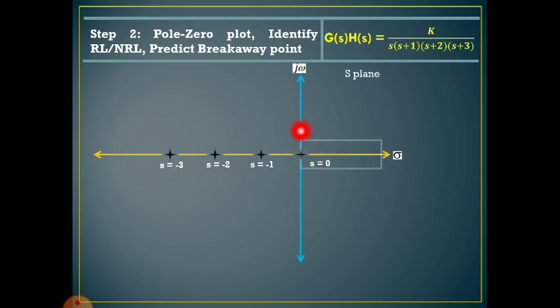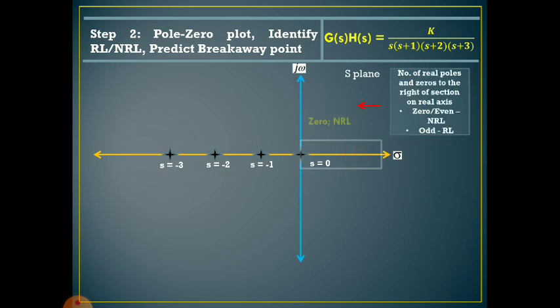So here you can observe, to the right of the point s is equal to 0 there are no poles and zeros. That means the total number of real poles and zeros here is 0. That means the conclusion is no root locus region. Now similarly we will consider the next section.